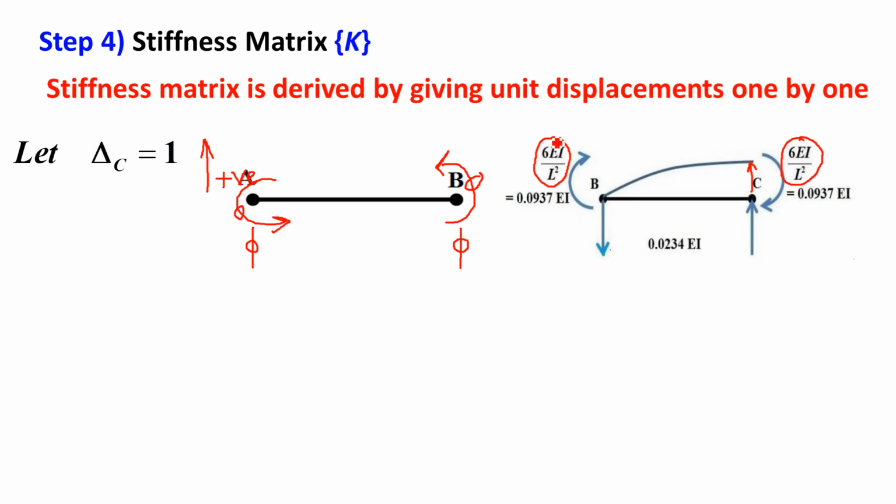Like in the case of rotation, it is 4 EI by L at the near joint and 2 EI by L at the far joint. But in the case of vertical displacement at any point, the moment at the two ends must be the same, 6 EI by L square. Now, L of this span is 8 meters, I equal to I only. If you substitute, 6 EI divided by 8 square, which is 64, 6 by 64 gives 0.0937 EI, the same at two ends.